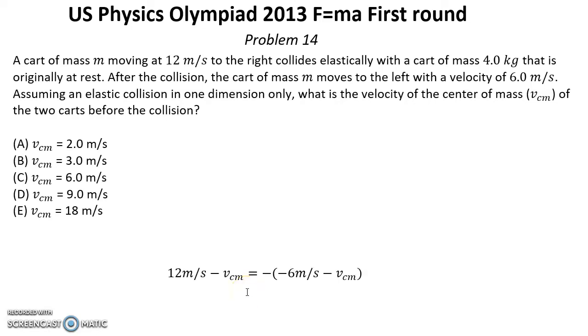in the system of center of mass we have this relation, that the initial velocity of the first mass equals the opposite velocity of this mass after collision. And the solution for this equation is v center of mass equals 3 meters per second, which is answer B.